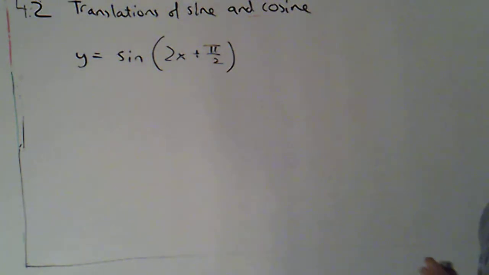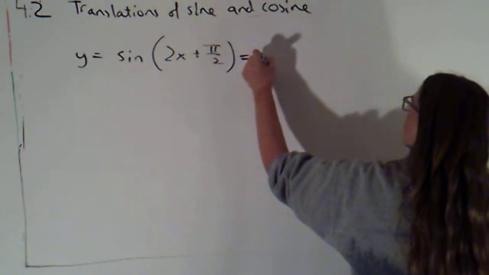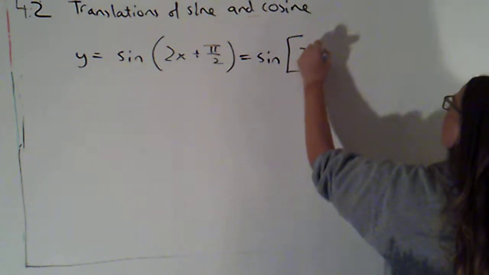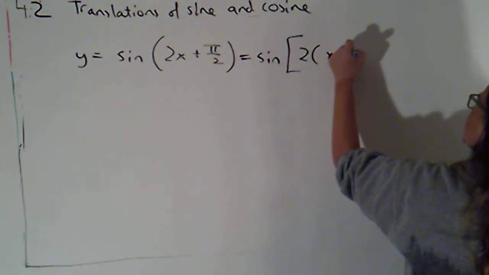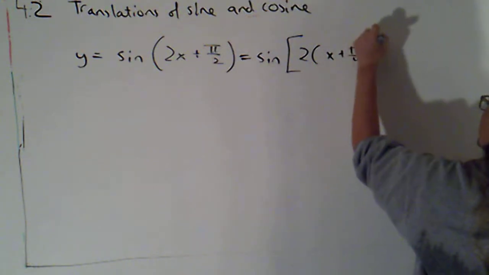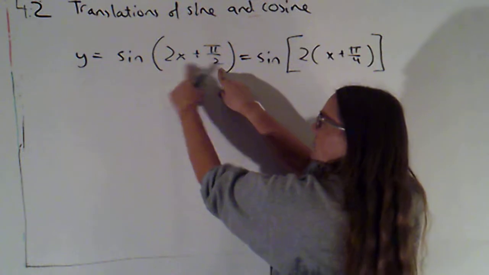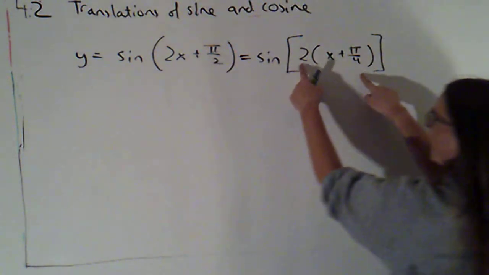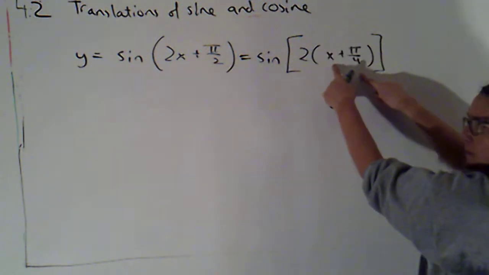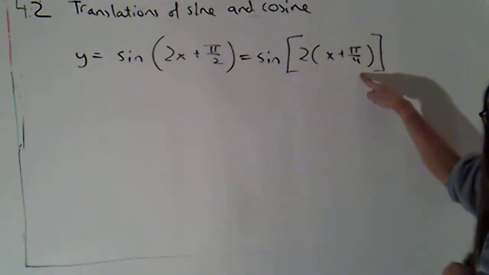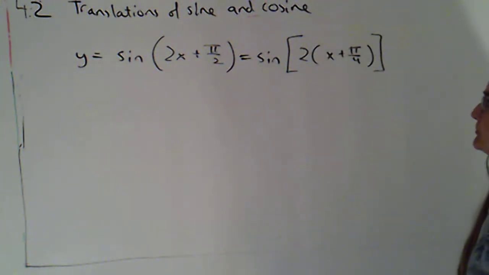I have an interesting question for you, because I'm going to notice that that's the same as sine of 2 times the quantity x plus pi over 4. All I did here is I factored out a 2. I can see that if I redistributed, 2 times x would give me back the 2x. 2 times pi over 4 would be 2 pi over 4, which is pi over 2.